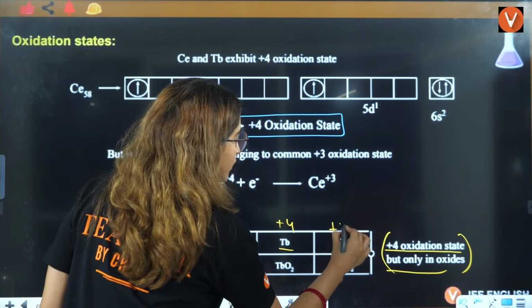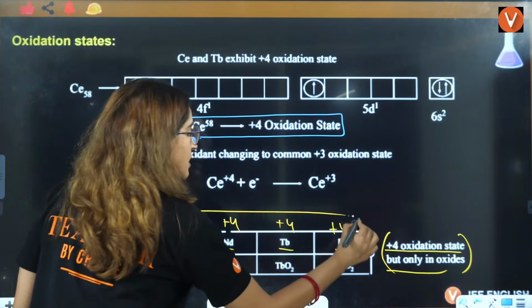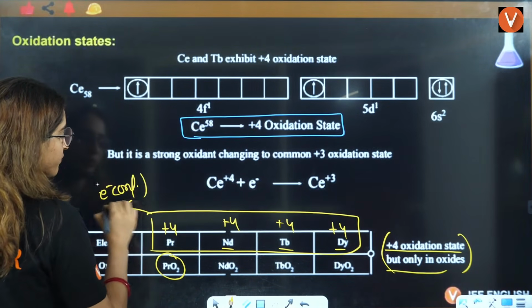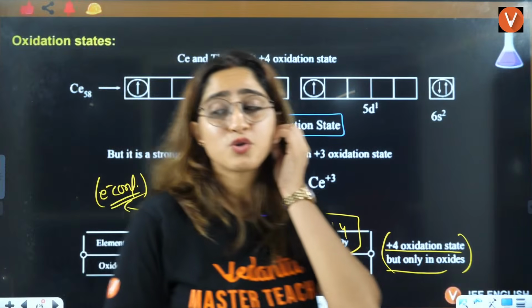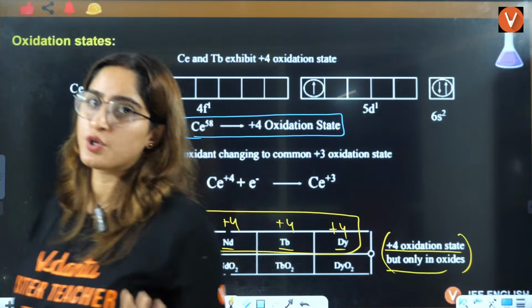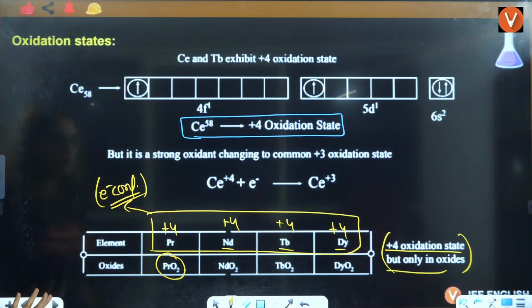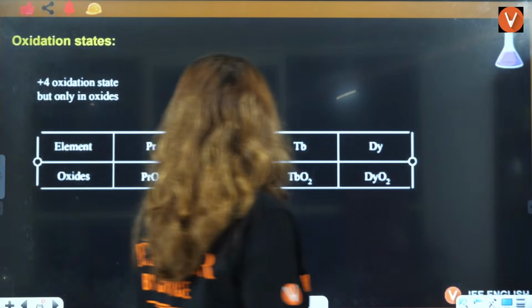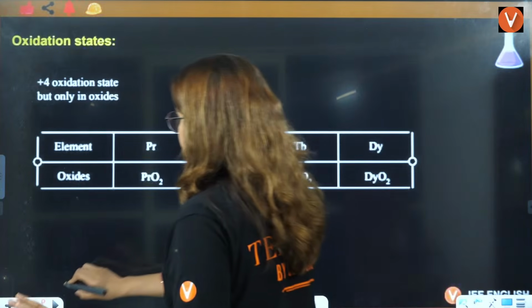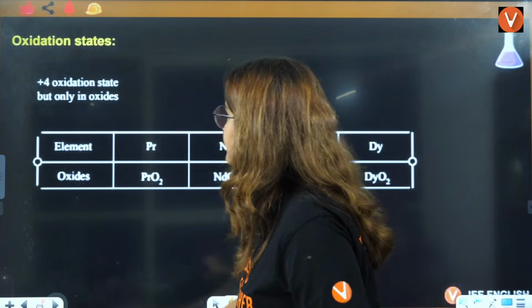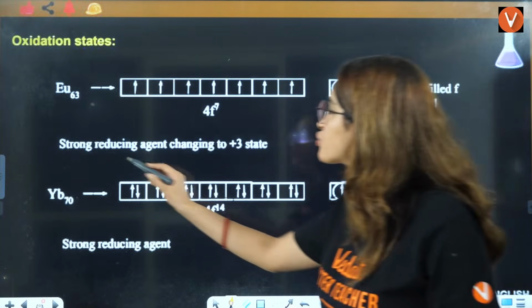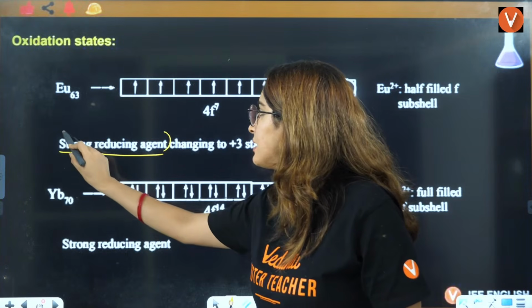That's why these oxidation states, these electronic configurations are also important for you, right? Most probably they will ask you questions from electronic configurations from here, right? This I have already told you, right? Then next is europium. Also we have discussed why it is a strong reducing agent, right?